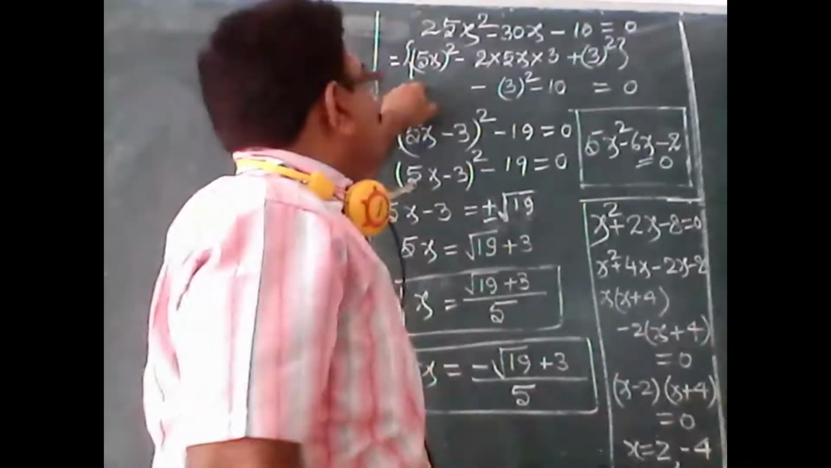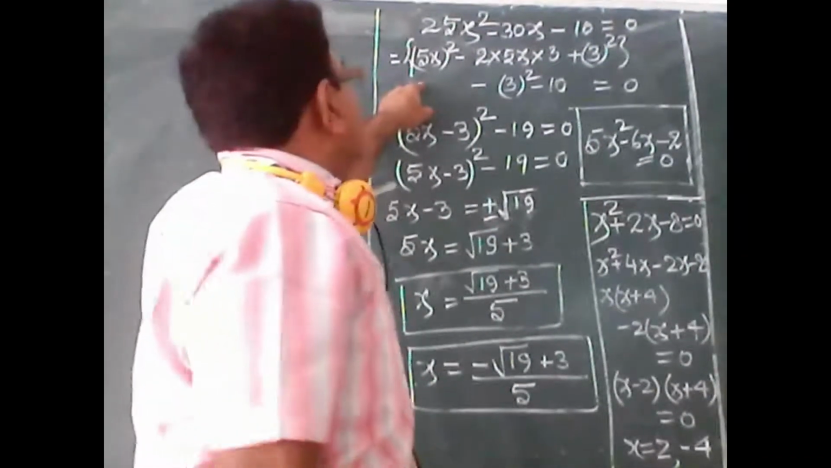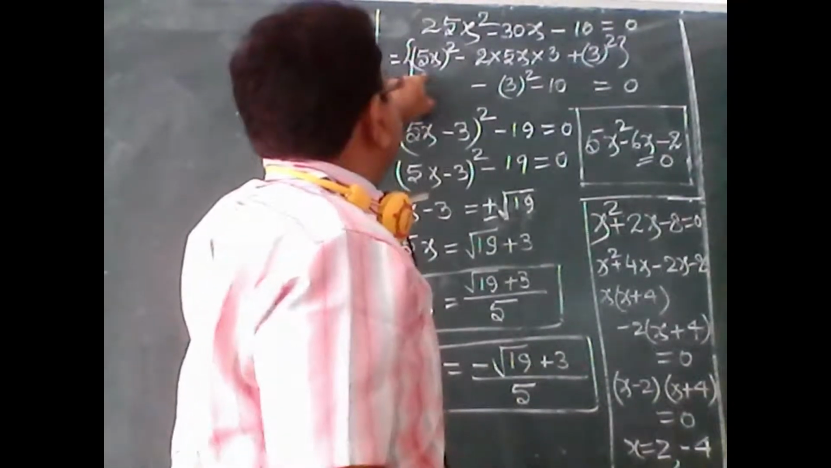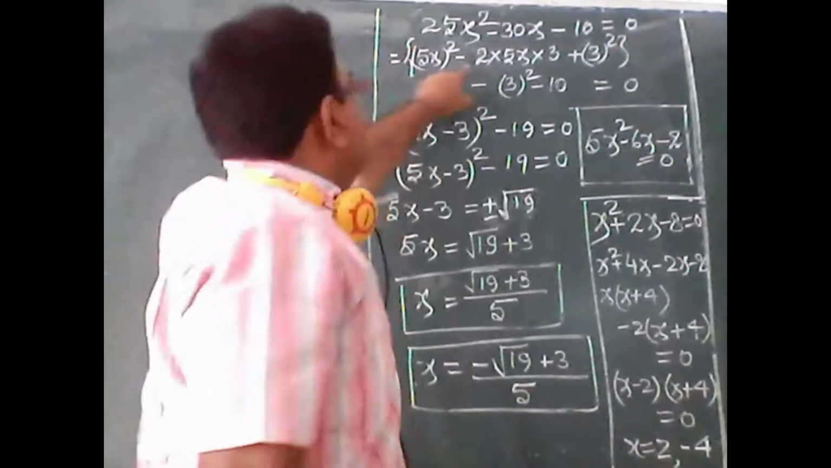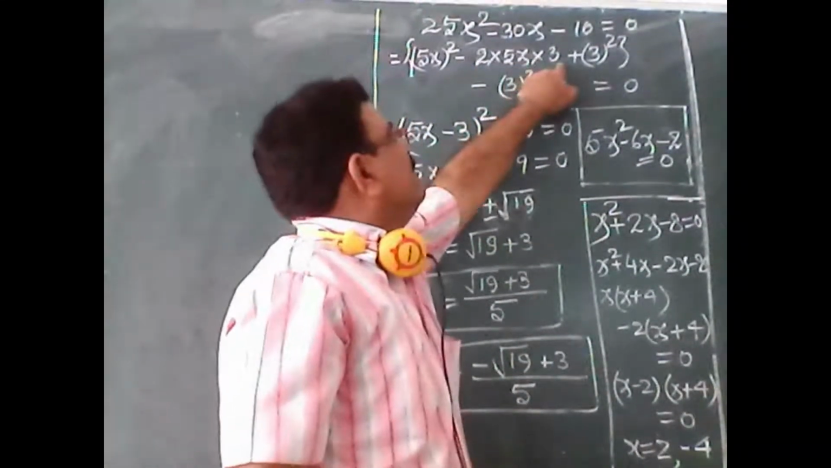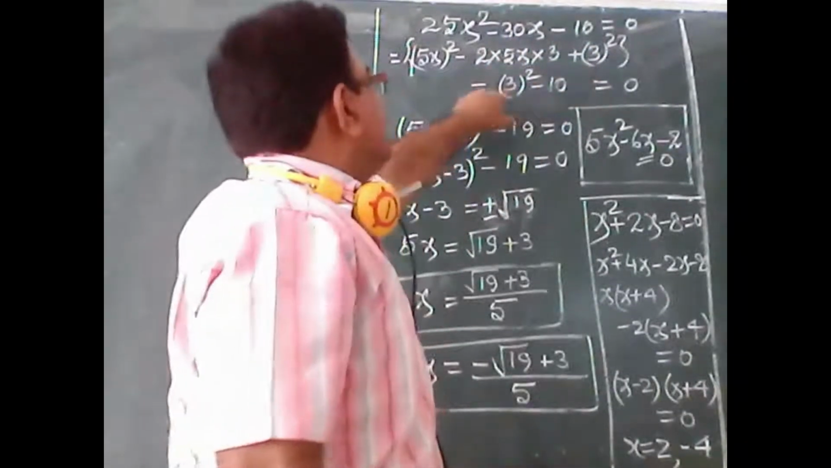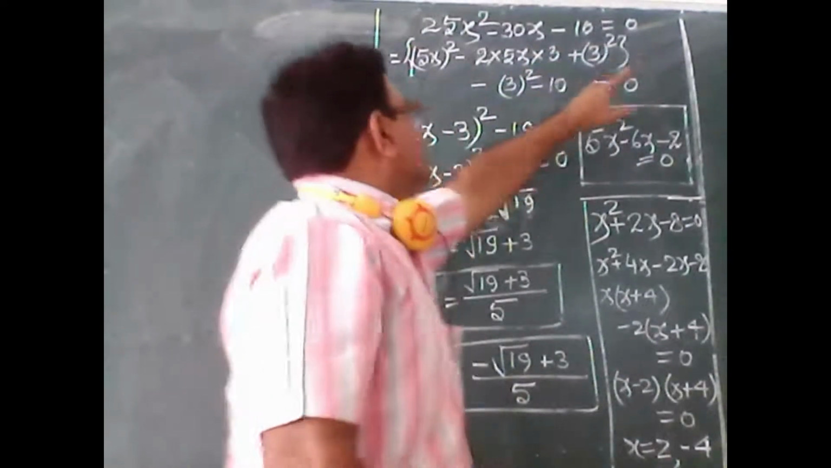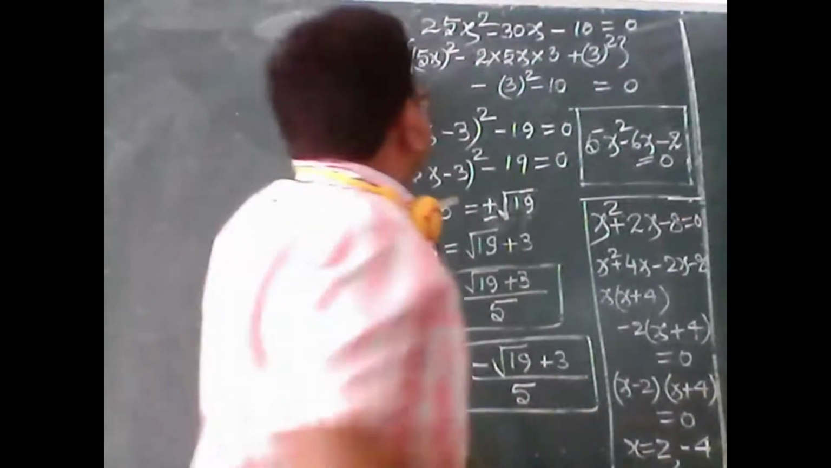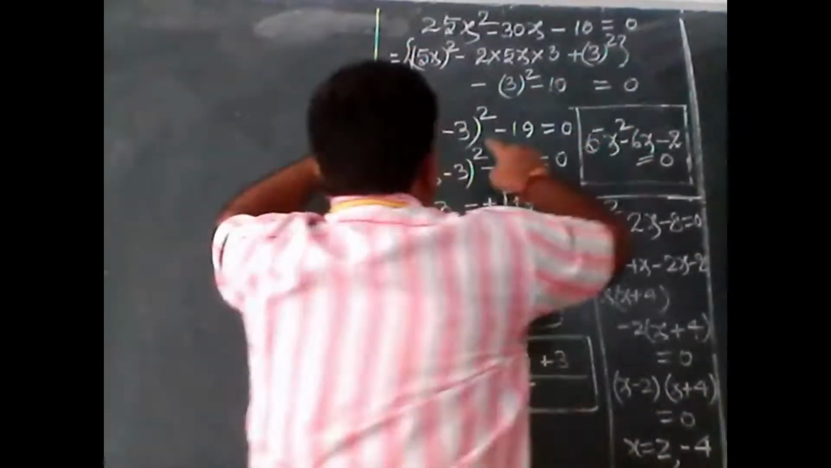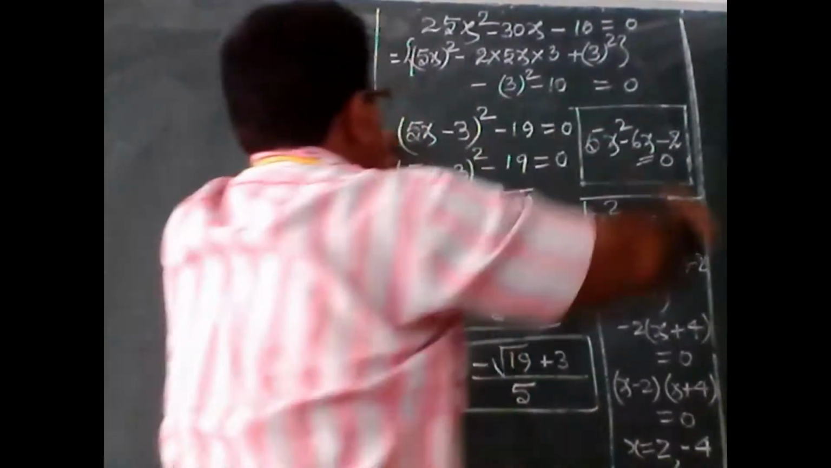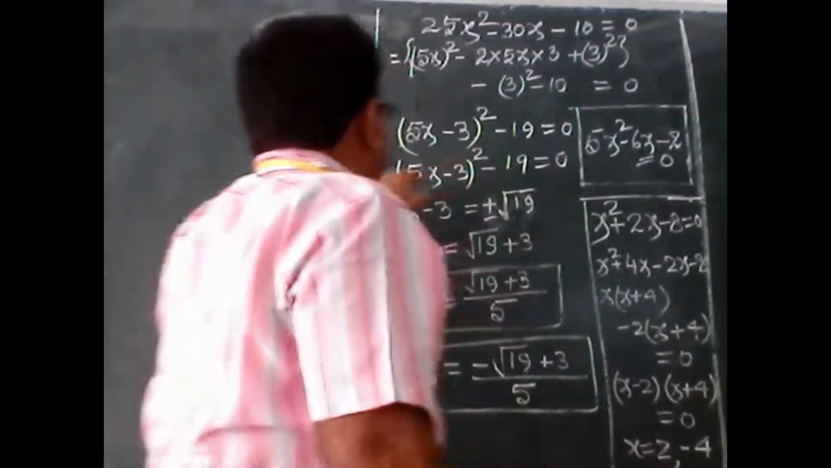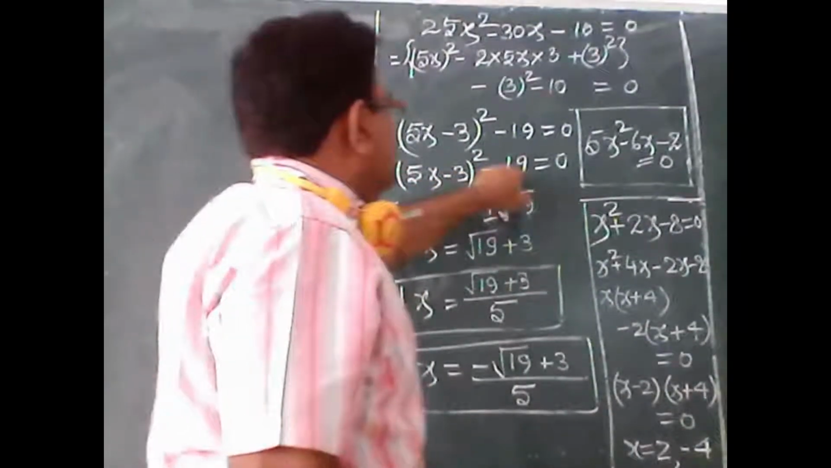Again you arrange in the formula a square minus 2ab plus b square. So it can be written as 5x the whole square minus 2 into 5x into 3 plus 3 square, but it is additional, so I will subtract 3 square, and minus 10 as given in the question is equal to 0. These terms can be written as 5x minus 3 the whole square, and that can be obtained as 19. So minus 19 is equal to 0. Again 5x minus 3 the whole square minus 19 is equal to 0.